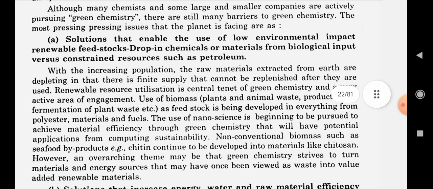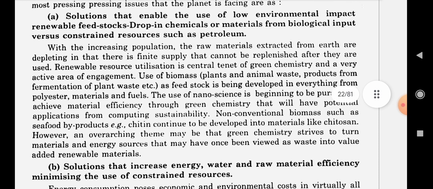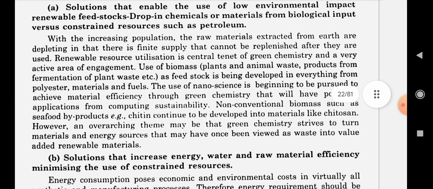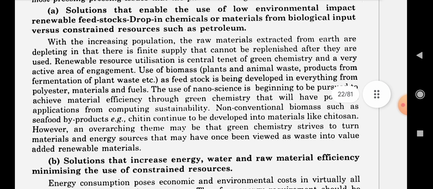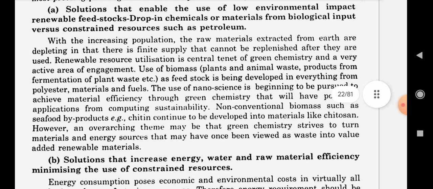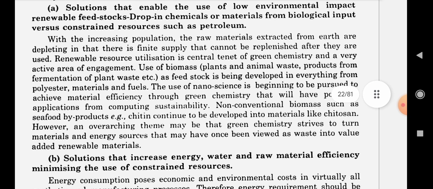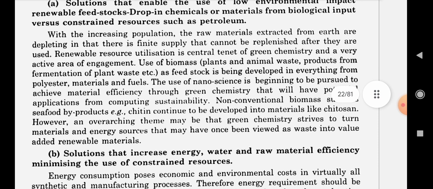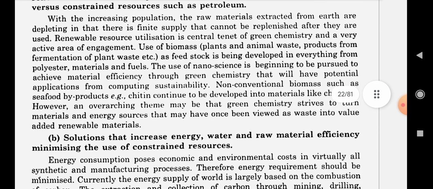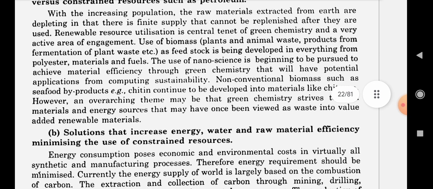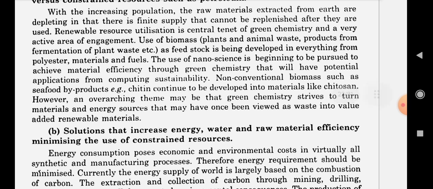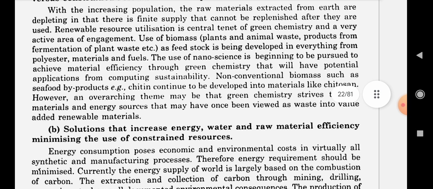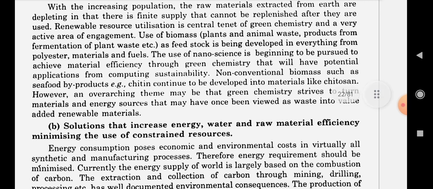The most pressing issues the planet is facing are known, and a solution is to enable the use of low environmental impact renewable feedstocks, drop-in chemicals or materials from biological inputs versus constrained resources such as petroleum. With the increasing population, the raw materials extracted from the earth are depleting, in that they are in finite supply and cannot be replenished after they are used.